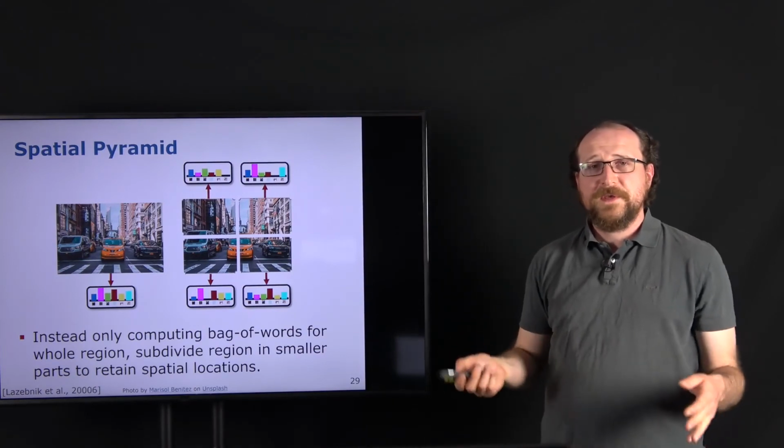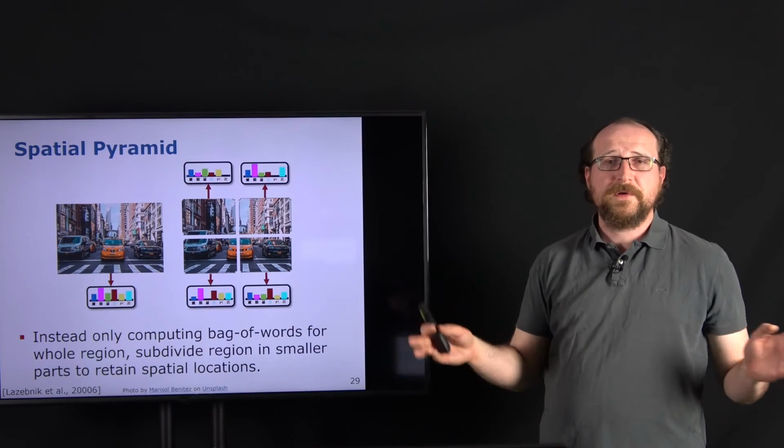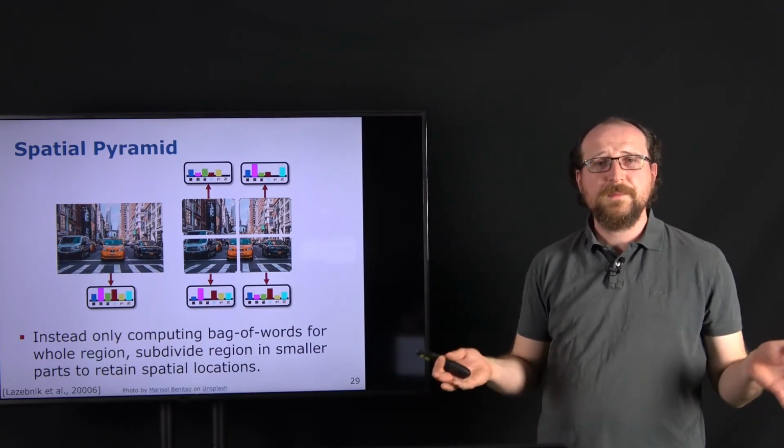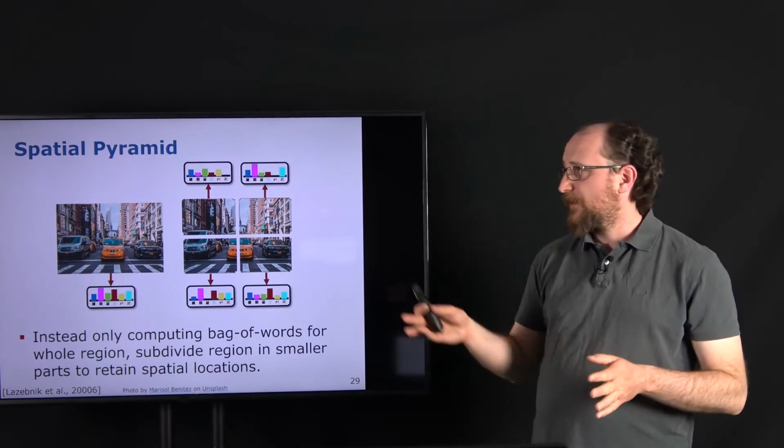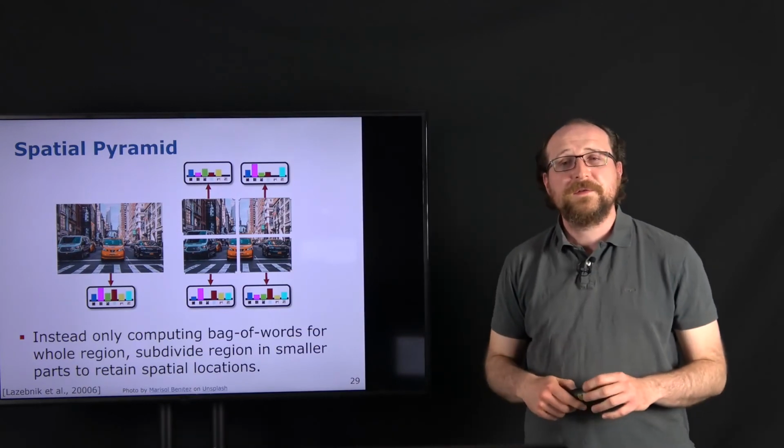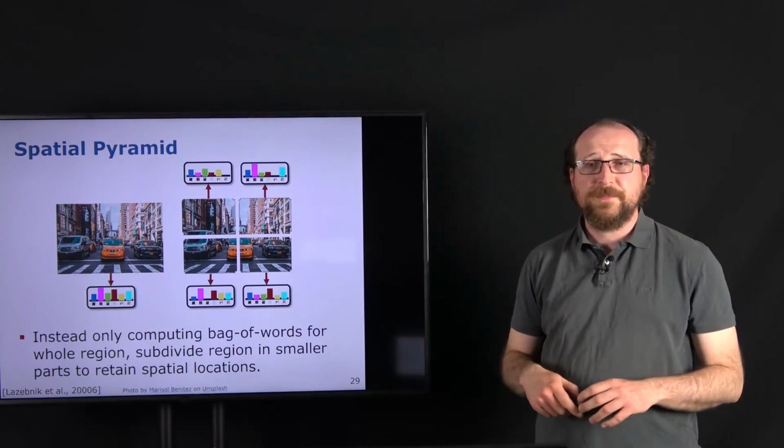So then we have this bag of words, and this gives us a very long representation of the image, or this part of the image, or the detection bounding box in the end. And this can then be used as a feature representation.